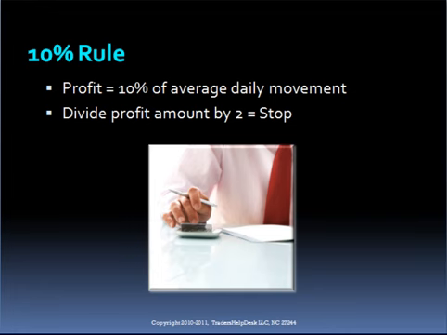Now, how do we set our profit targets? This was a big issue for me and a lot of other traders. How do you set your profit targets and your stops? What I do is use what I call a 10% rule. That means that I take 10% of the average daily movement for the last 254 days, and that is my profit target. I divide that number by 2, and that gives me my stop. It's a very logical methodology that you can use just about on any market.